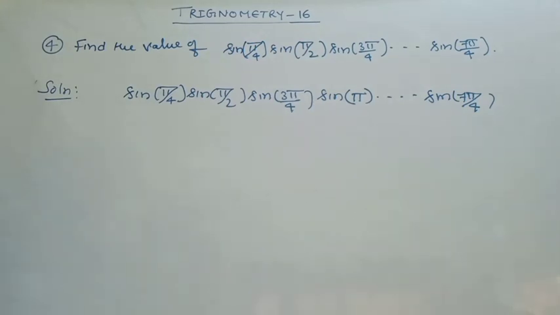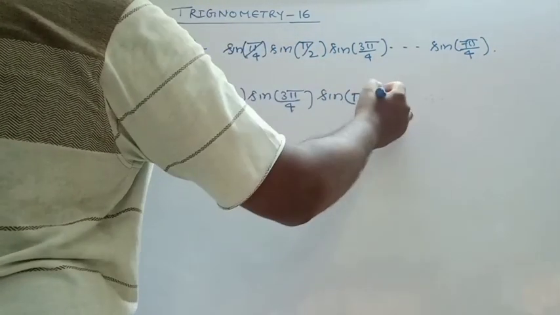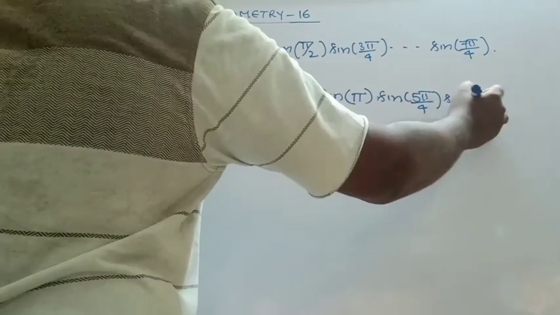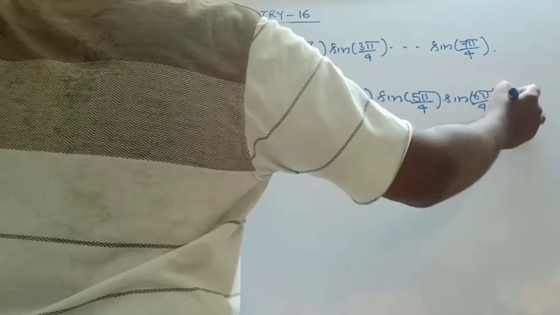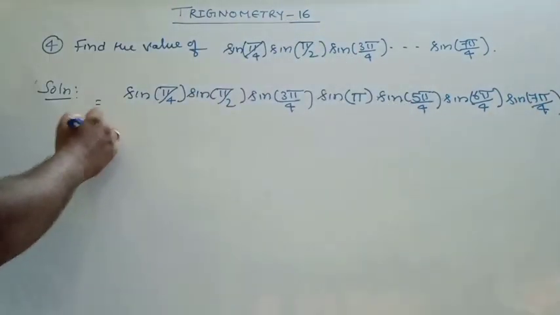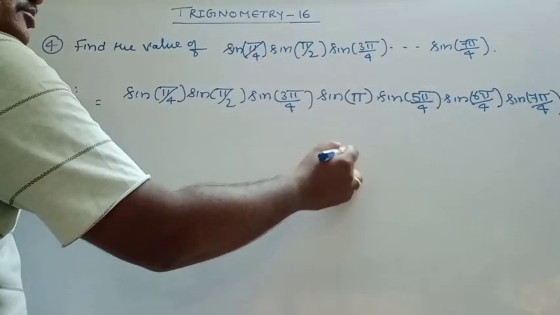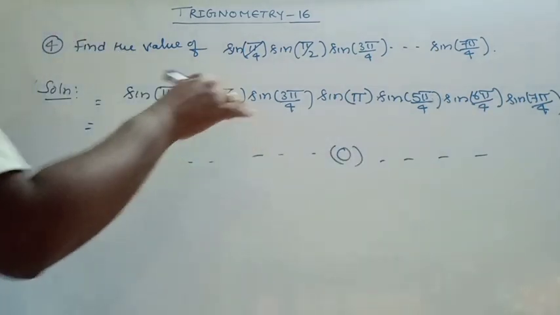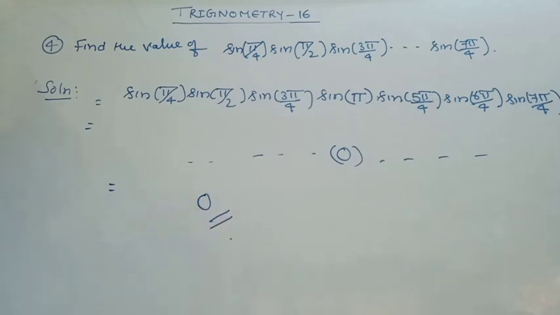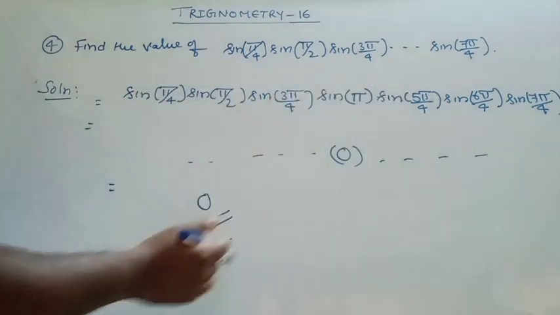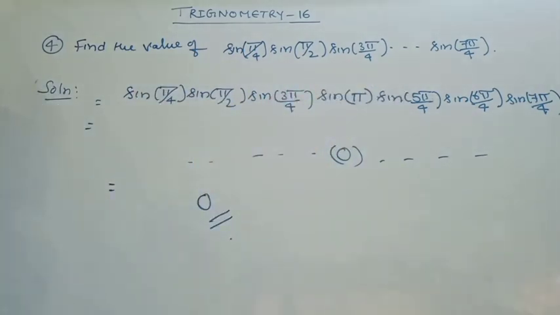Even if you want to write all the complete terms, we can write: this is sin 4 pi by 4, sin 5 pi by 4, sin 6 pi by 4, and sin 7 pi by 4. In this you can observe that the sin pi value becomes 0. Now 0 into anything becomes 0, whatever the values of the other sines may be. That's why this value becomes 0.